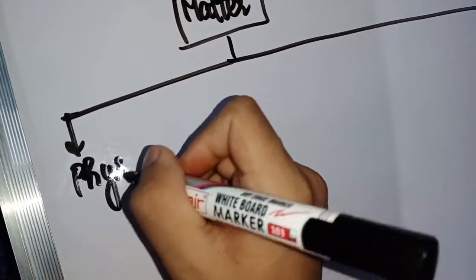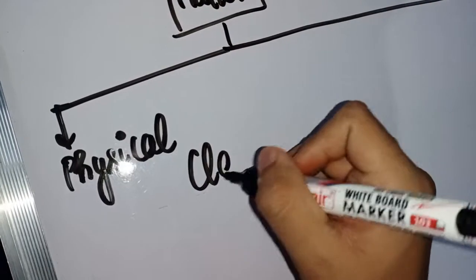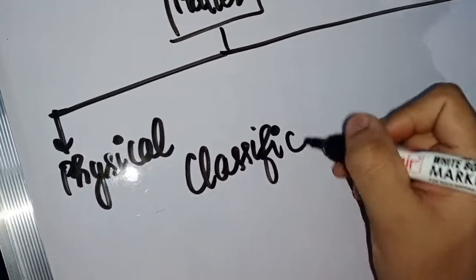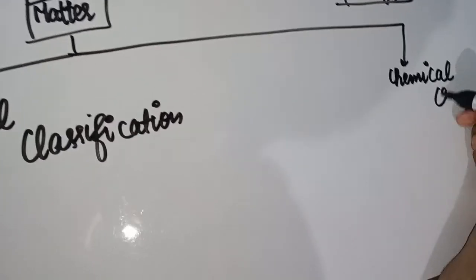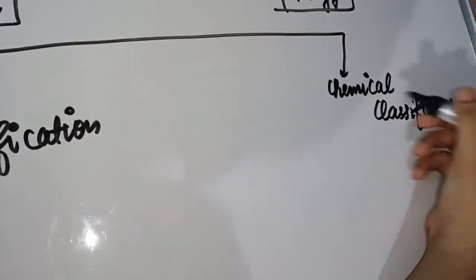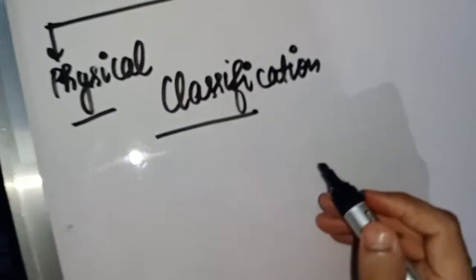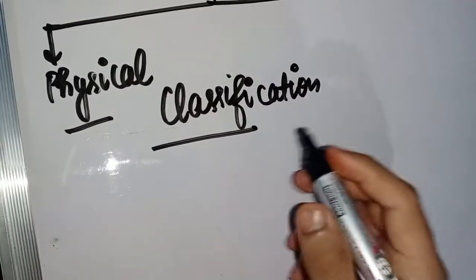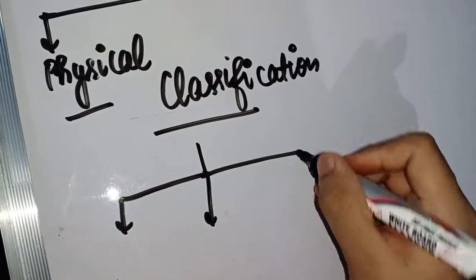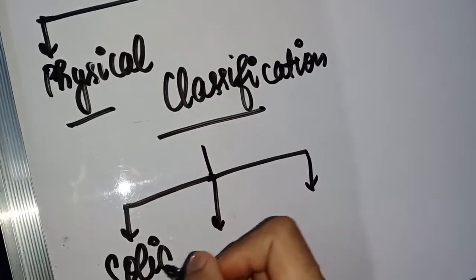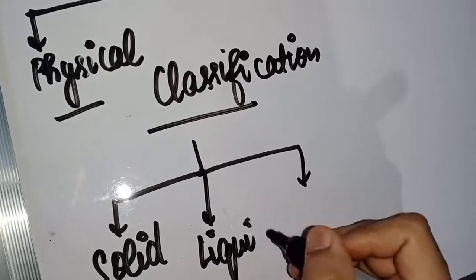The first one being physical classification, and the second one being chemical classification. I hope both are visible. So moving on to physical classification first. Physical classification is the one which you all are familiar with, based on physical states. So based on physical classification, matter can be classified as solid, liquid, and no need to say gas.